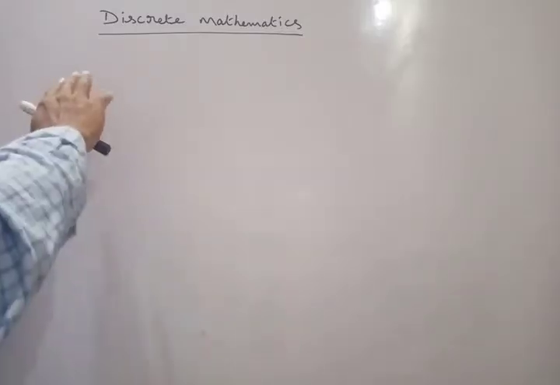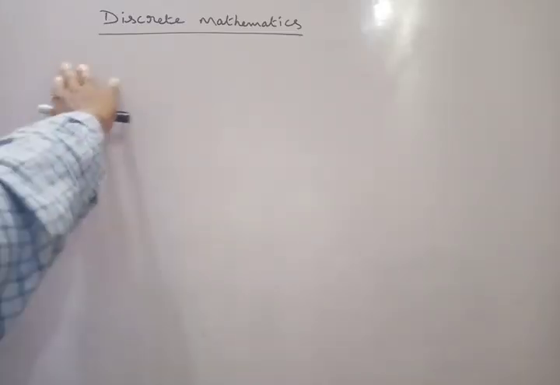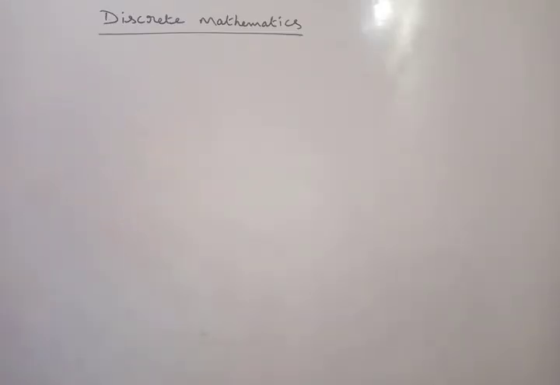So in today's class, we see discrete mathematics. Very important subject. For JNTU students, it is there in second year, second semester for CSC and IT students. And for Osmania University students, it is there in second year, first semester. That means third semester. Correct.